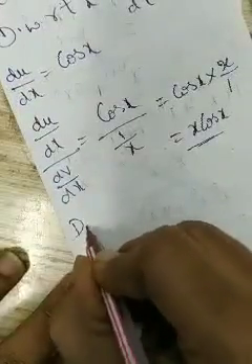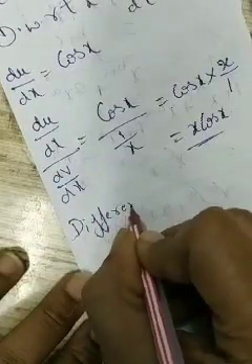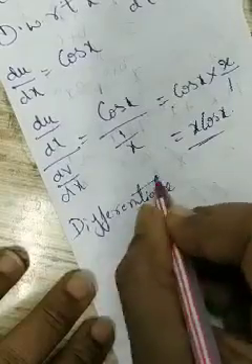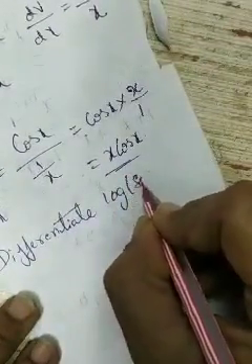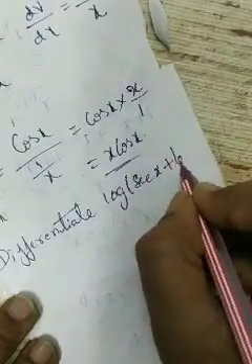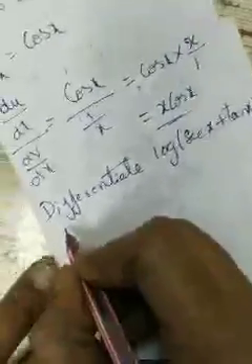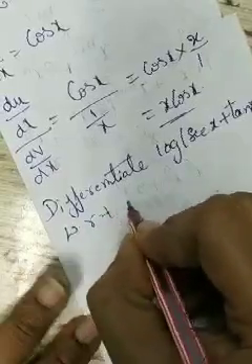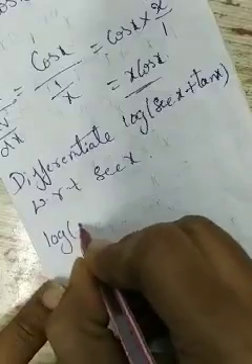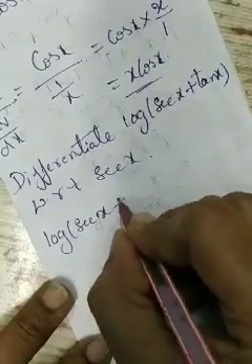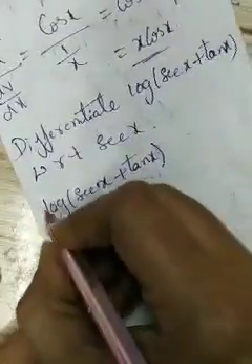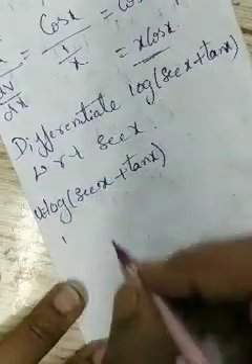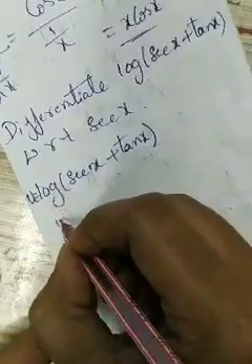Next one, differentiate log of secant x plus tan x with respect to secant x. Consider u is equal to log of secant x plus tan x.